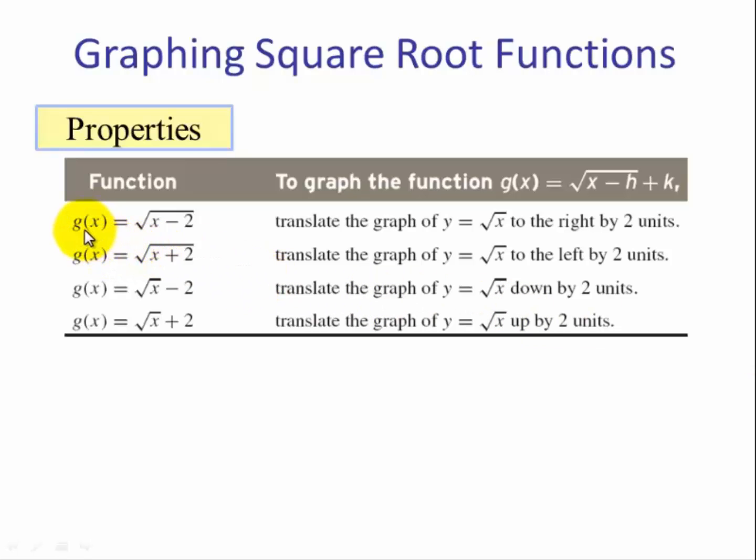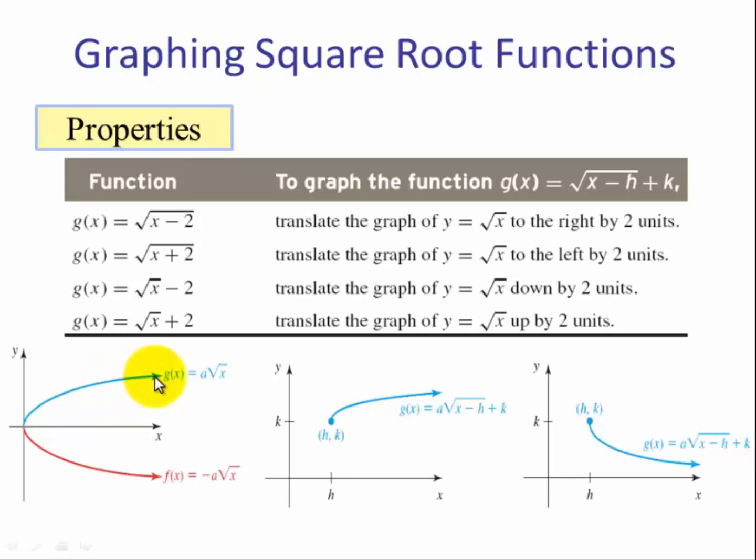Properties. If we have g of x equals the square root of x minus 2, that means h is positive 2, which means we move the parent function 2 units to the right. If we have the square root of x plus 2, h is -2, we move it 2 places to the left. If we have g of x equals the square root of x minus 2, we go down 2 units. And if g of x is the square root of x plus 2, we translate the parent function up 2 units.